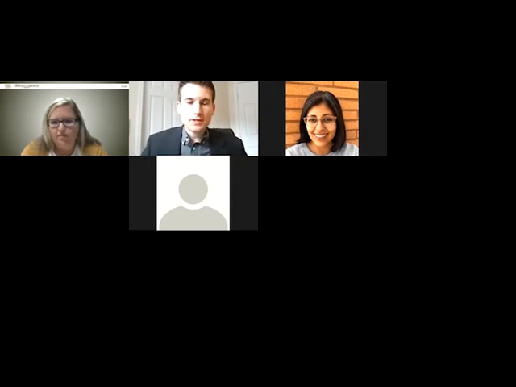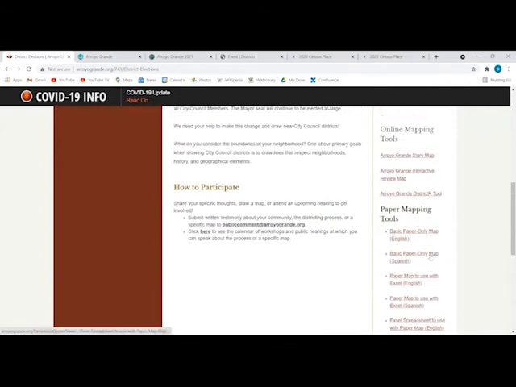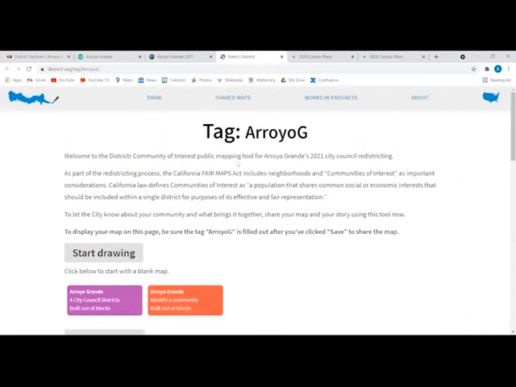Okay, so then I'm going to demonstrate how to use the District Art tool. So we've gone through the paper mapping tools, and we've gone through the map review tools, the story map and the interactive review map. So the last one to demonstrate is the District Art tool. If you click on that link, you will be taken to this website. And you'll see the tag is Arroyo Grande, and this is the dedicated District Art page for your city.